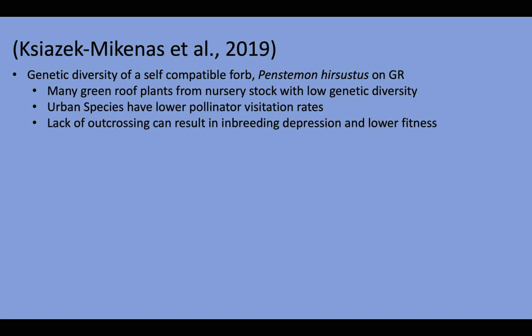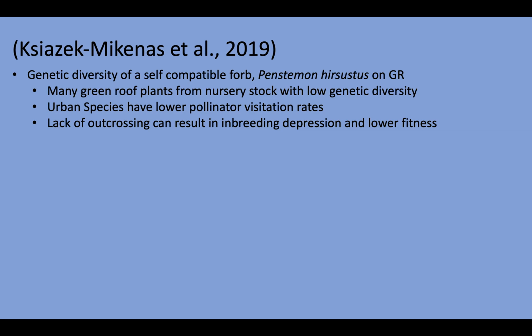So the last study I want to talk about is exclusively about the plants. They were looking at genetic diversity of this self-compatible forb, Penstemon hirsutus, which is a common green roof plant capable of self-fertilization. They were worried because many green roof plants come from nursery stock, and if they all come from the same nursery stock with that same genetic diversity, they may end up with what's called an inbreeding depression, which is just a reduction in the number of genes that can lead to a lower fitness, which means that the species will not be able to reproduce as successfully as competitors.